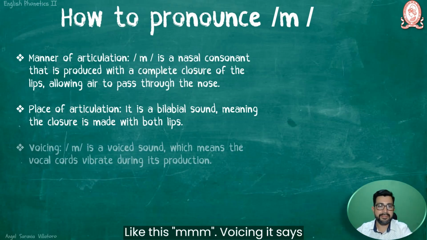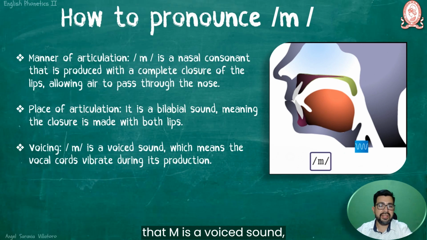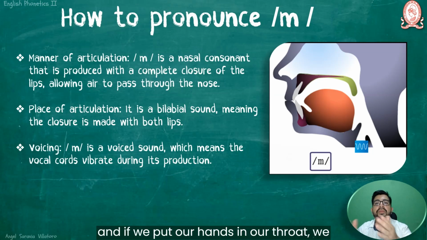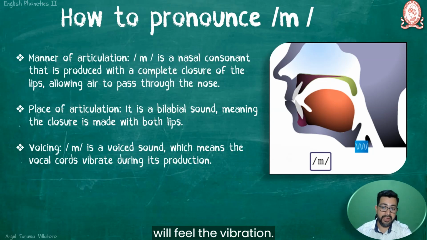Voicing: M is a voiced sound, which means that our vocal cords vibrate during its production. For example, if we say this sound and put our hands on our throat, we will feel the vibration, right?